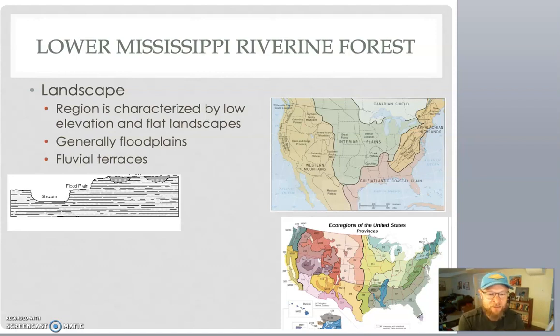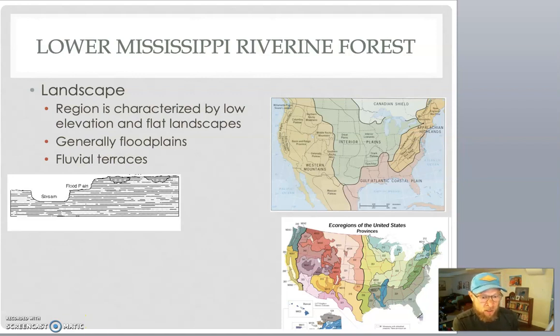So the last physiographic region I'm going to talk about is not in the list of physiographic regions I showed you earlier, and really is not a physiographic region of its own. It's just an ecoregion. But it's really important for the eastern US, and so I thought I would cover it here. The area I'm talking about is the lower Mississippi riverine forest.